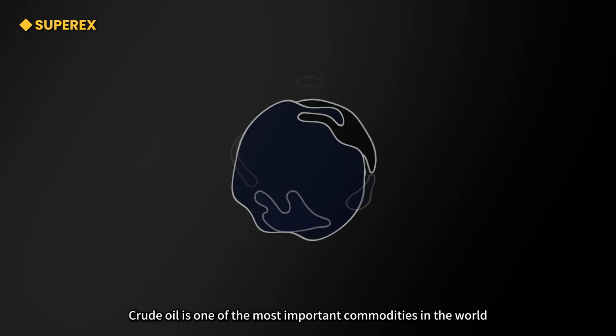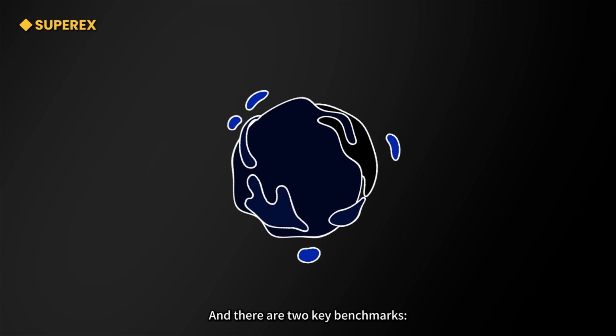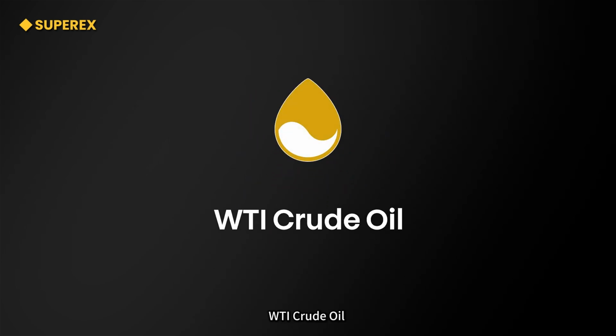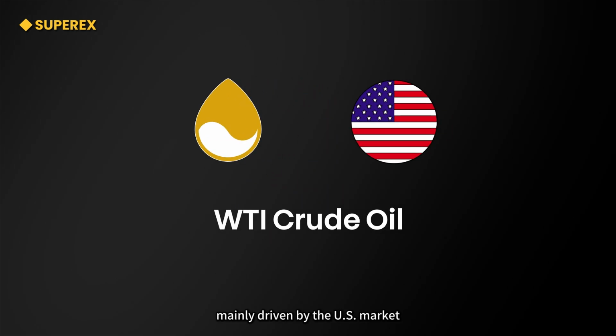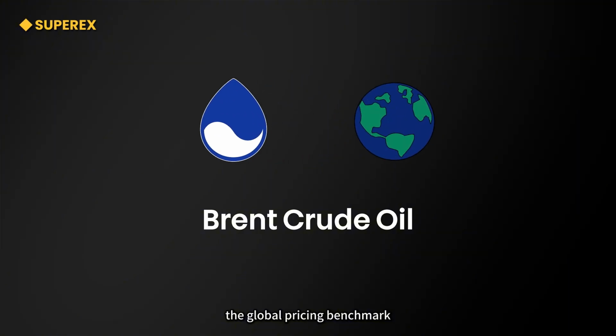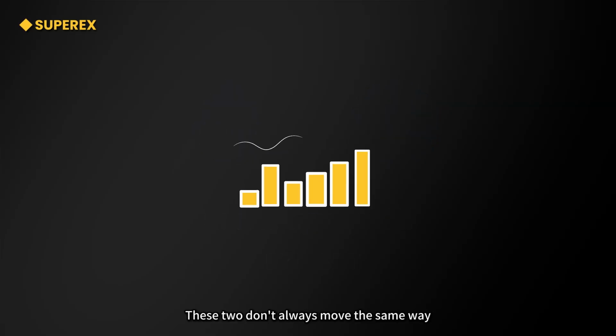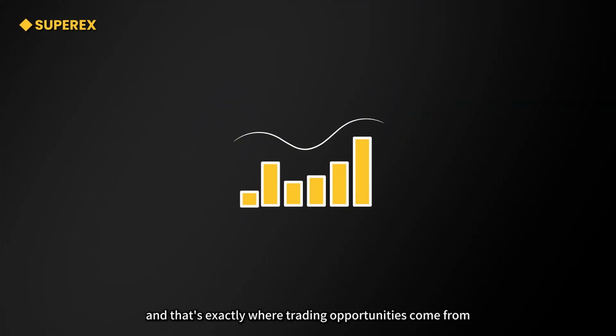Crude oil is one of the most important commodities in the world, and there are two key benchmarks. WTI crude oil, mainly driven by the US market. On SuperEx, this is CLUSDT. Brent crude oil, the global pricing benchmark. On SuperEx, this is BZUSDT. These two don't always move the same way, and that's exactly where trading opportunities come from.